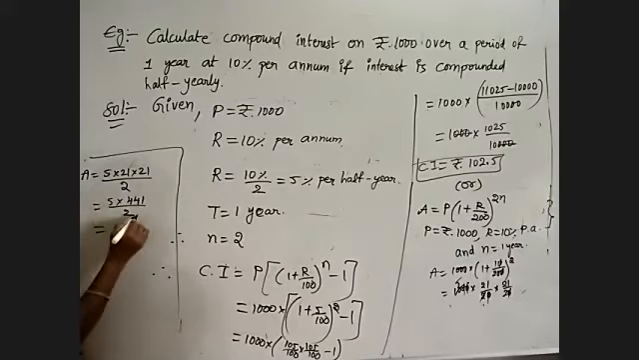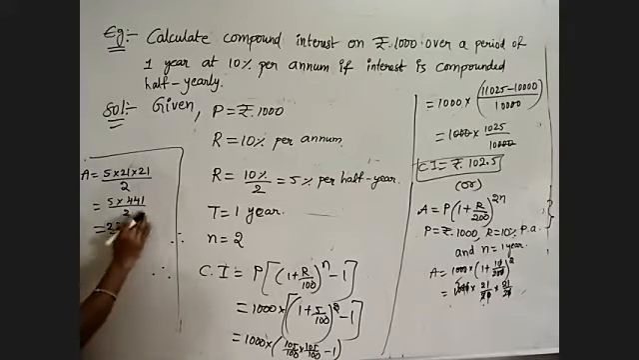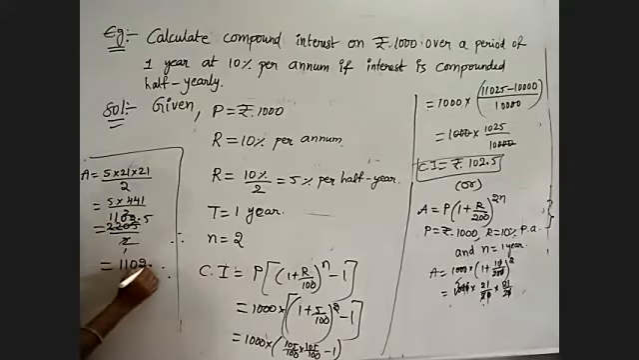So now 5 ones are 5, 5 fours are 20, 5 fours are 20 plus 2, 22 by 2. Now do the cancellation. 2 ones are 2, 2 twos are 4, 5. That is 1102.5 is the amount. But what I want, simple interest is equal to amount minus principal.